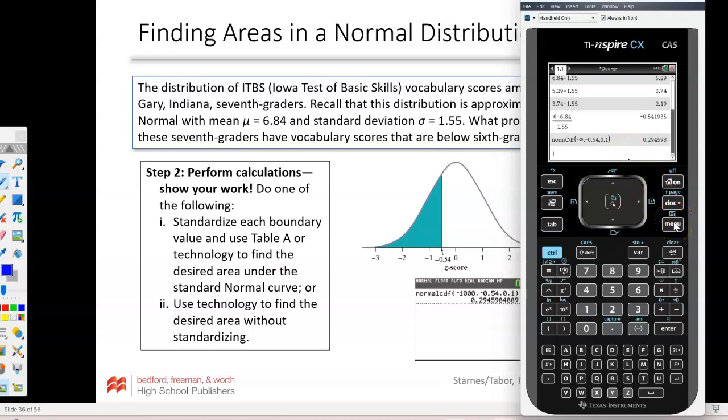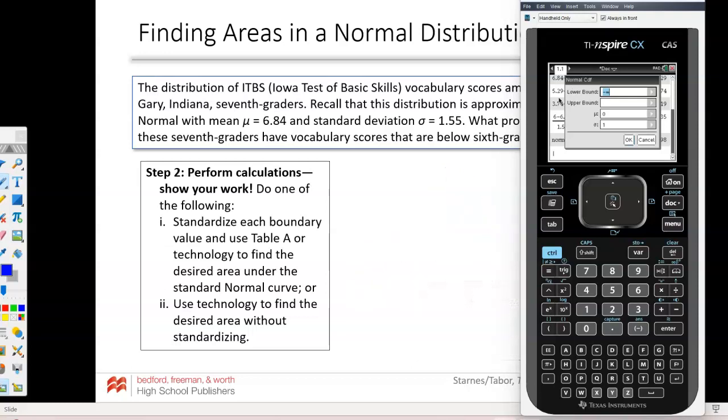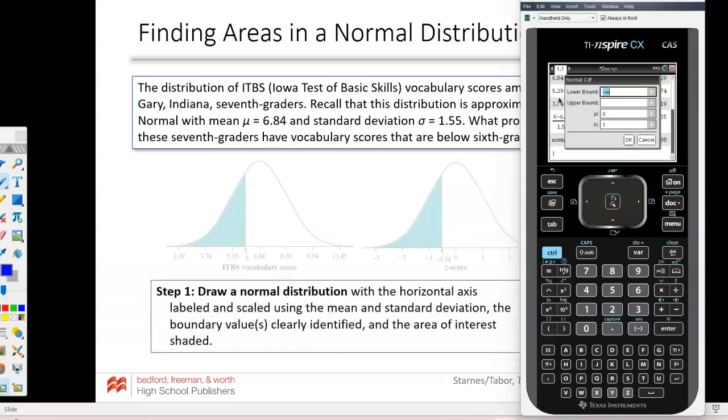We could also do that another way. We don't have to convert to z-score. We could have used the original. So let's try that. Go to Menu, Statistics, Distributions, Norm CDF is the second choice. This time we're going to use negative infinity, and if you're wondering what we're doing, we're taking this one on the left here. So you see this one on the left? We're using that picture here. So for the upper bound, we're going to say the upper bound is just 6. But our mean, we do know our mean. It's 6.84.